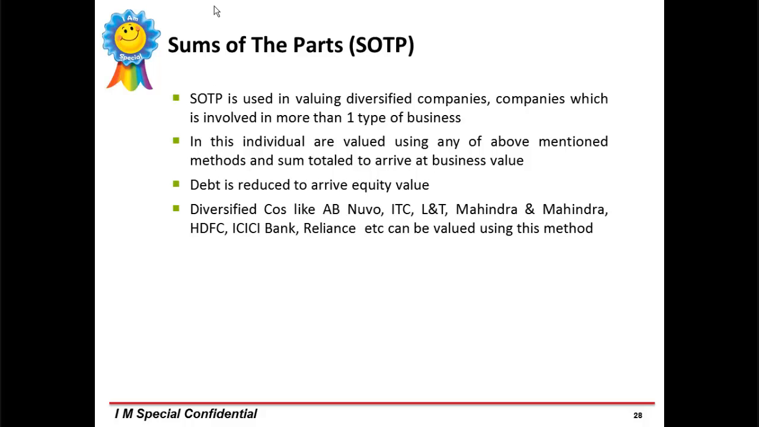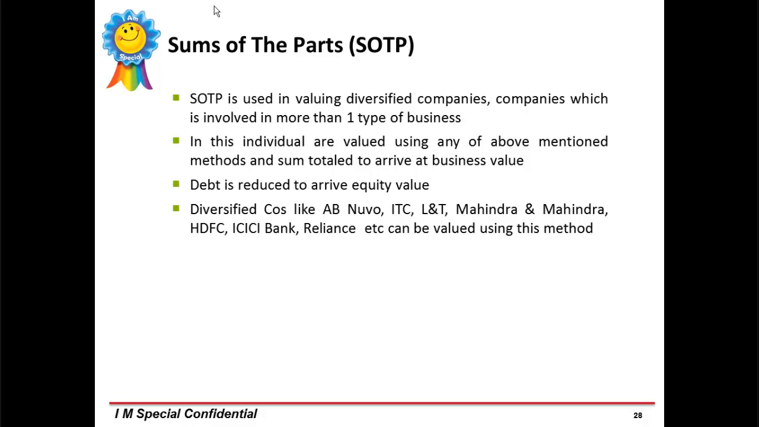Sum of the parts. This method is used in valuing diversified companies which are involved in more than one type of business. In this, individual businesses are valued using any of the above methods and summed to arrive at the business value. So individual businesses might be valued on PE basis, price to book method, etc. Once you arrive at the value of individual businesses, it is totaled to get the sum of the parts, and of course you reduce the debt to arrive at the equity value.